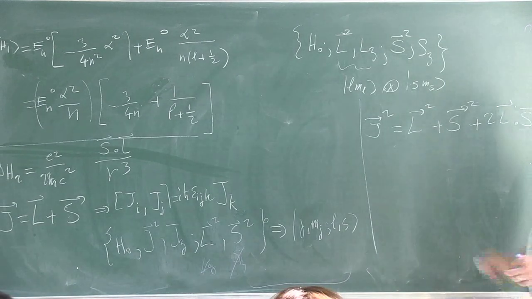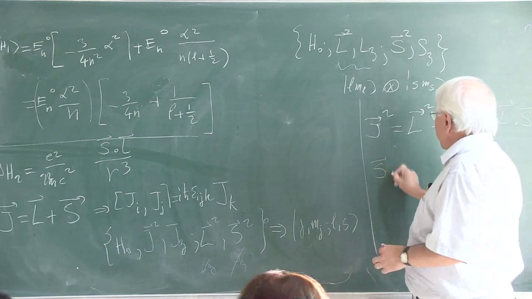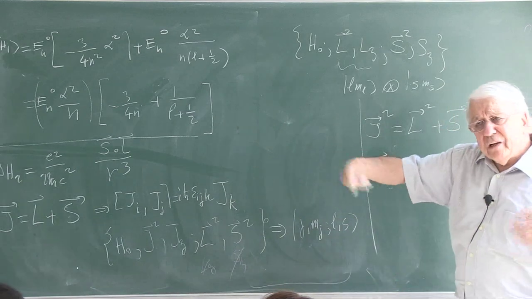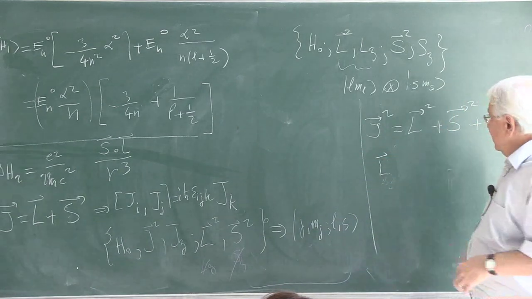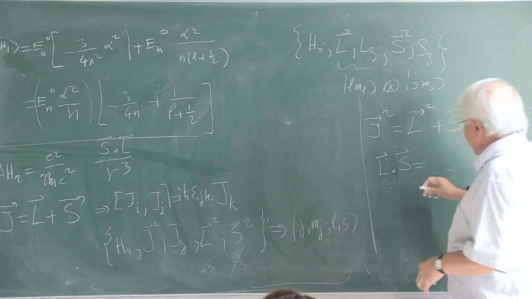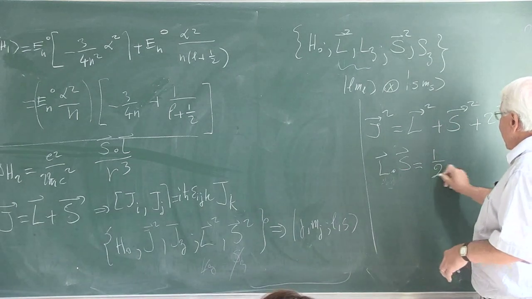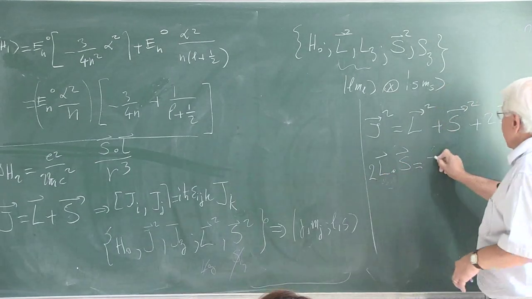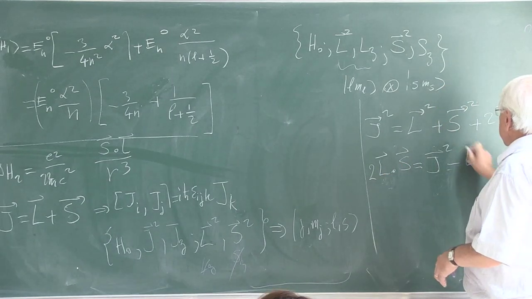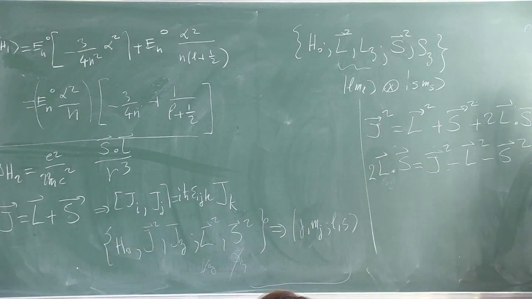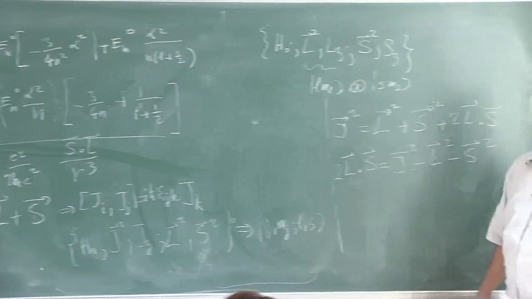Okay. So if I solve for S dot L, L dot S, whichever, because they live in two different spaces, right? Orbital and spin space do not have any overlap. Therefore, you are free to use any order you like. Let me use it with two: J squared minus L squared minus S squared. Then you say, this is really luck.